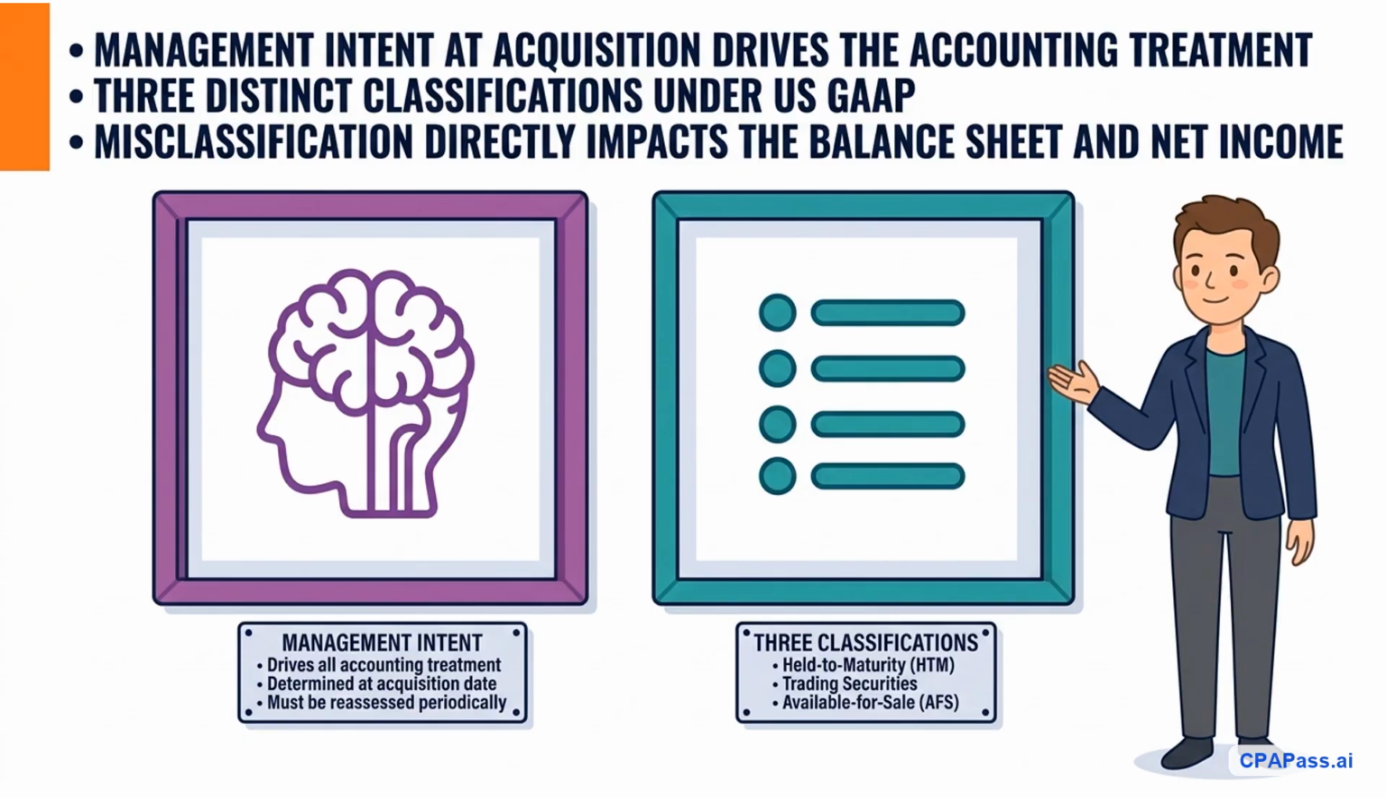When a company purchases debt investments like corporate bonds, the accounting treatment is uniquely driven by management's intent at the date of acquisition. Under US GAAP, this intent dictates which of the three distinct classifications you must use: held to maturity, trading, or available for sale. Misclassifying these at the outset triggers a domino effect, leading to incorrect balance sheet valuations and misstated net income that will cost you easy points on the FAR exam.